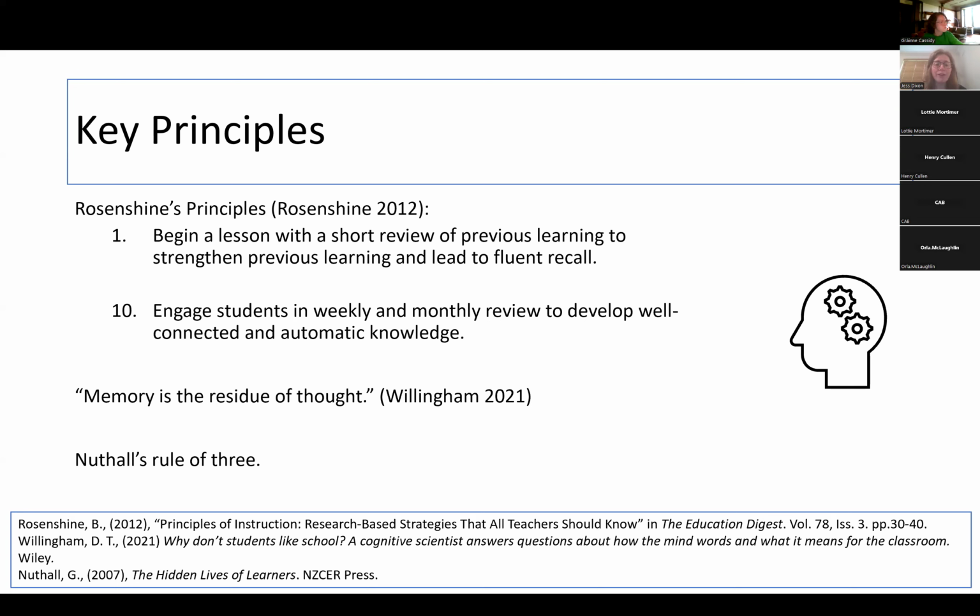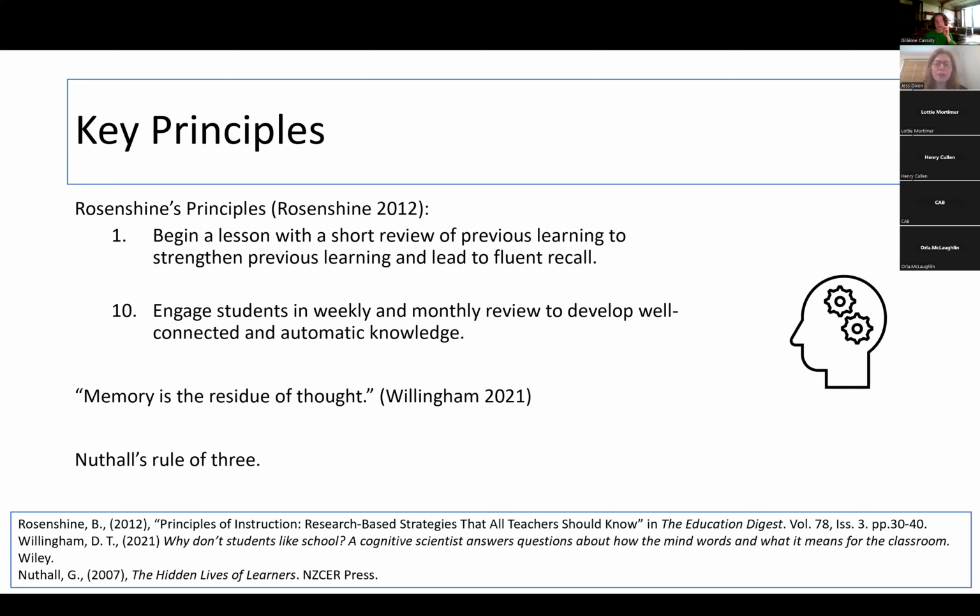Willingham, this is a very famous quote: memory is the residue of thought. In his incredibly valuable book, Why Don't Students Like School?, he talks about how you've got to think about something. There's a way to cue your memory system that this piece of information is important, that you may need it later, and so you need to store it in your memory. So if we don't think about something, if we don't pay attention to it, we're not going to remember it.